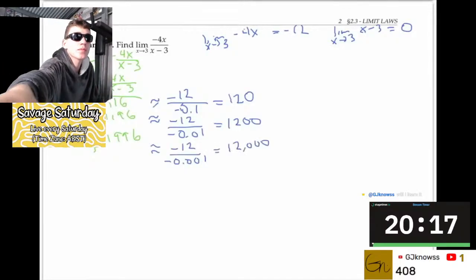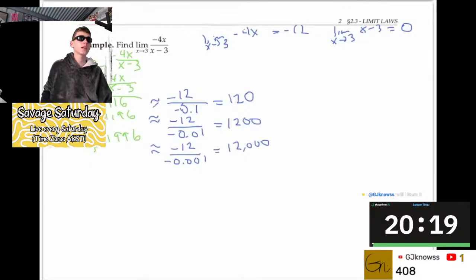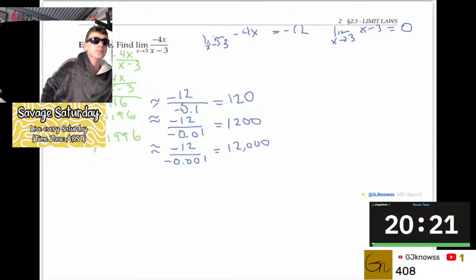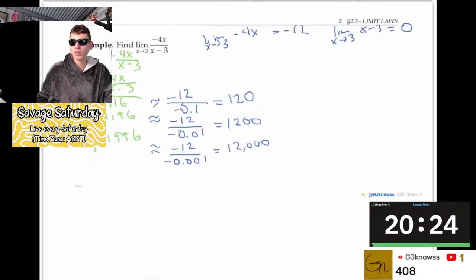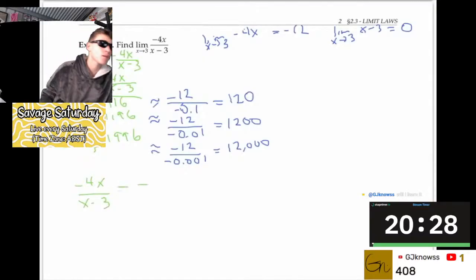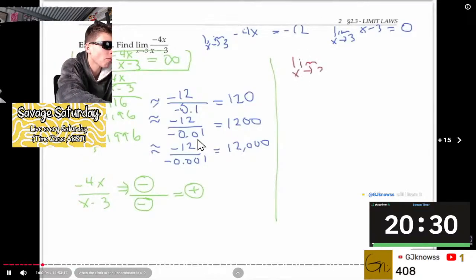Either way we do it, exact answers on our calculator or approximations in our head, we're noticing that these values are positive numbers that are getting larger and larger as x goes towards 3 from the left. This makes sense because if we look at our expression, as x goes towards 3 from the left, the numerator is getting close to negative 12.